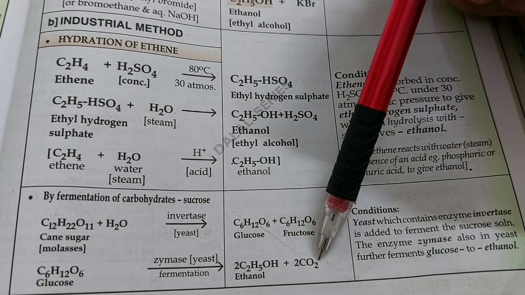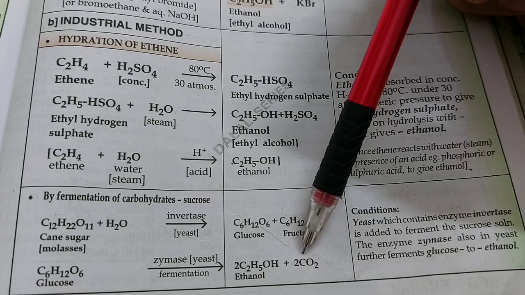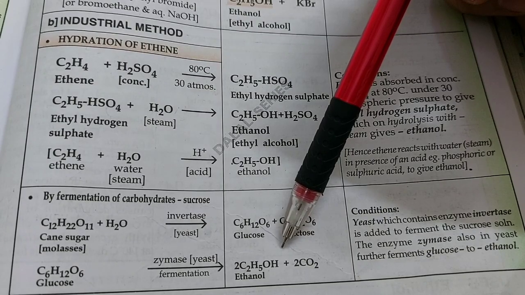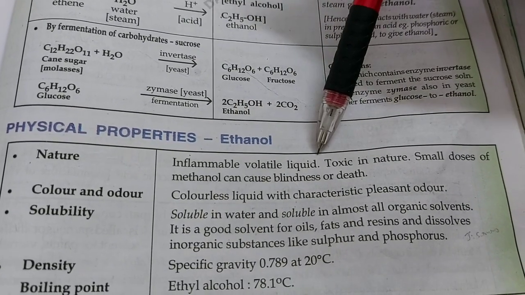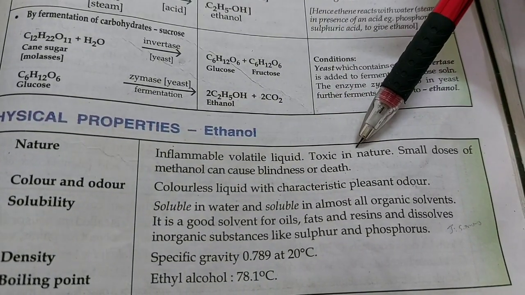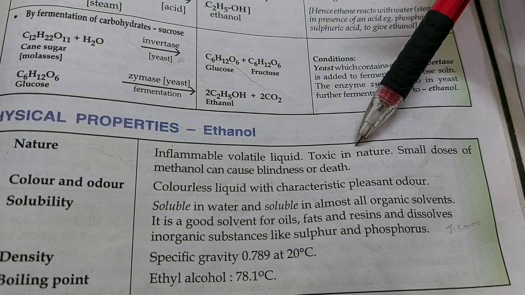It is this carbon dioxide bubble that you see in idli batter or while baking cakes. If you want more CO2 to make it softer, you can add baking powder as well. Physical properties. It's an inflammable liquid. It's toxic in nature. All alcohols are toxic. Some cause death quickly, like methanol, and some cause death slowly, like ethanol.